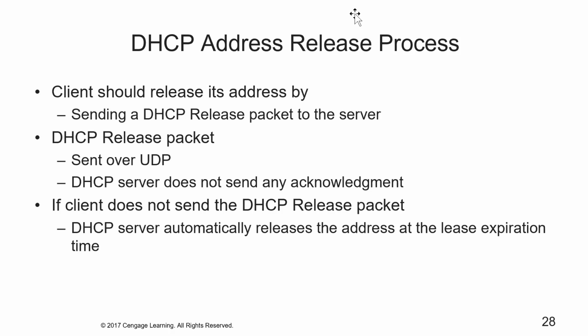The DHCP release packet is sent over UDP, and the DHCP server doesn't send any acknowledgement. If the client doesn't send a DHCP release packet, the DHCP server automatically releases the address at the lease expiration time. Now, if you haven't configured your clients to send the release packets and you have a limited amount of IP addresses, this is going to take up valuable IP addressing space if you have to hold every IP address for the full length of the lease.